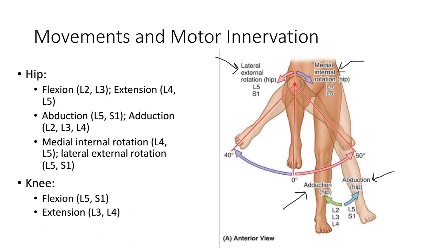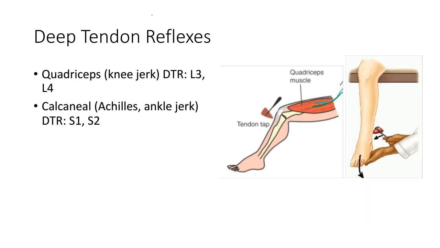With the knee, flexion is due to L5 and S1 innervation, and extension is due to L3 and L4 innervation. Deep tendon reflexes are another diagnostic tool in checking the lower extremity and checking the nerve roots. So when you're testing the quadriceps muscle and you're taking the reflex hammer onto the patellar ligament, you're testing the L3 and L4 spinal nerve roots.